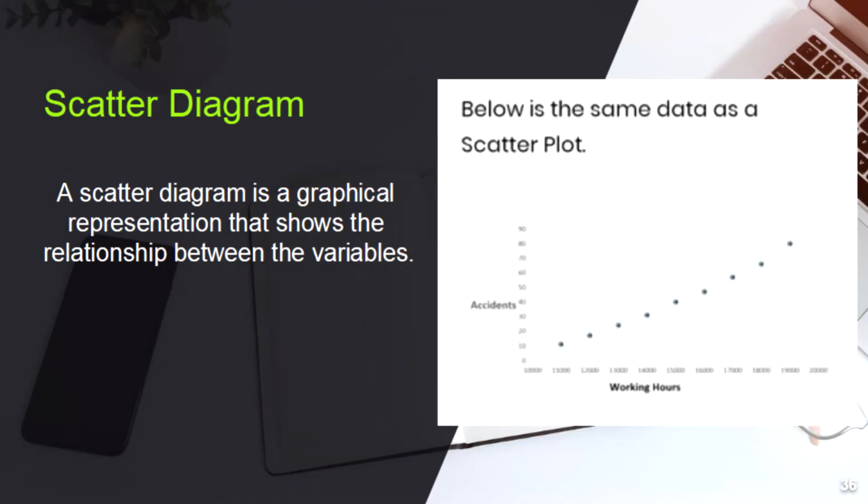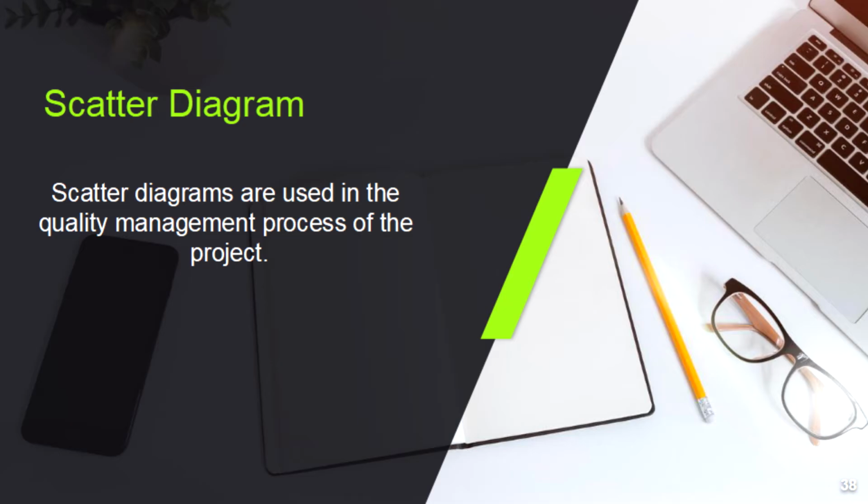The next quality process control tool is what we call the scatter diagram. So what is a scatter diagram? A scatter diagram is a graphical representation that shows the relationship between variables. It says here that a scatter diagram is plotting the values of x and y on a Cartesian plane to see the relationship between the two variables. As we can see in the example, it shows the plotted values of the variables, accidents and working hours, that show a relationship.